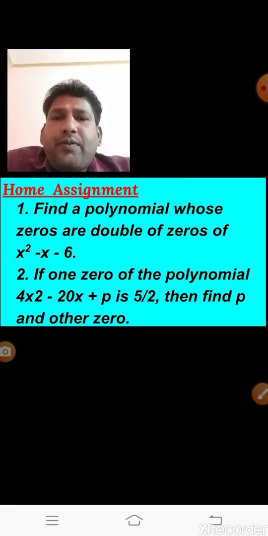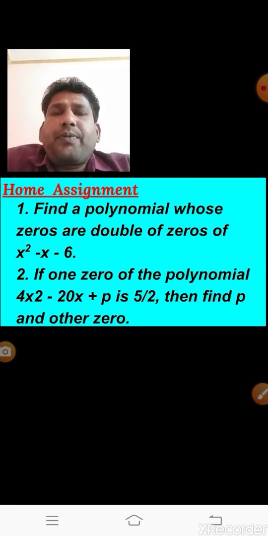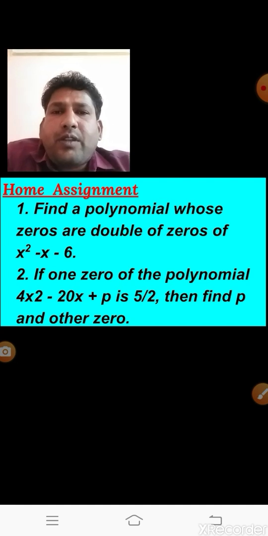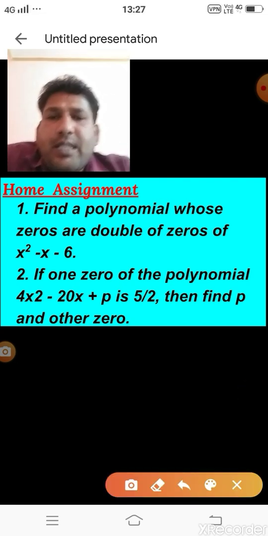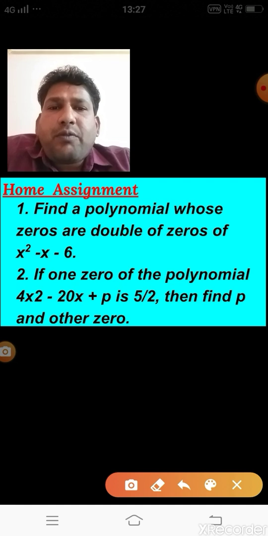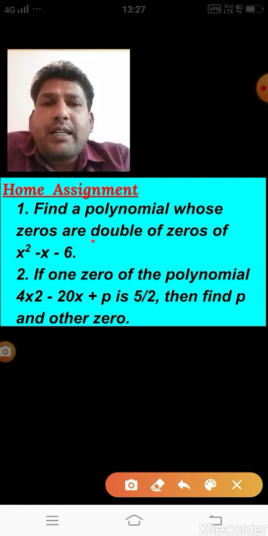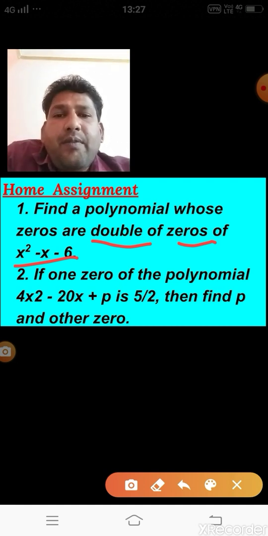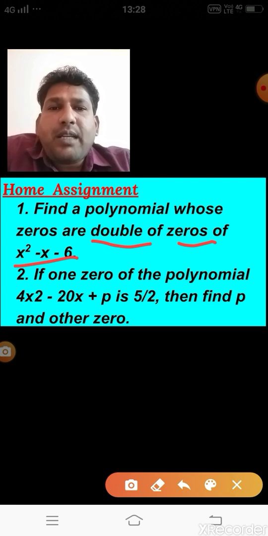Then here I have some questions for you, and you are able to solve these questions, I hope so, after observing the presentation, after learning from this. In the first question we have to find a polynomial whose zeros are double of the zeros of this polynomial. We have to form a polynomial in which the zeros of that polynomial are double of the zeros of this one. This question is similar to the last question which we have done in this presentation.